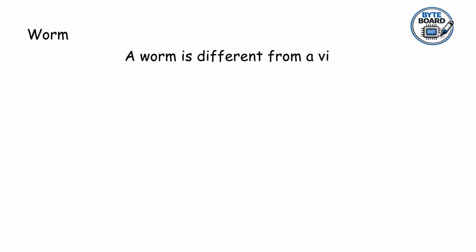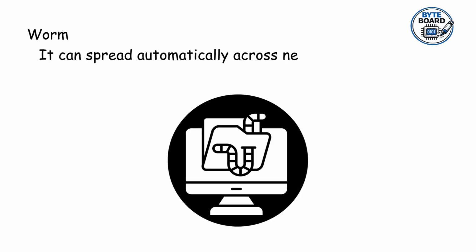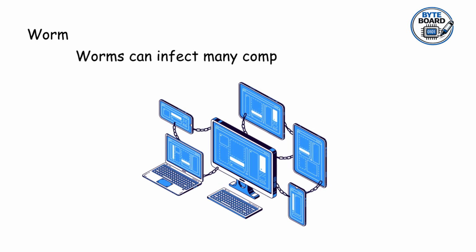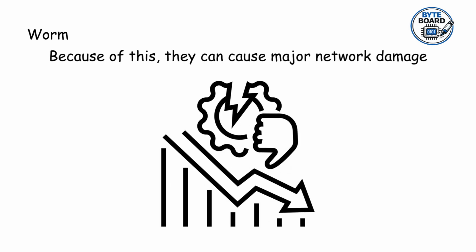Worm. A worm is different from a virus. It can spread automatically across networks without user interaction. Worms can infect many computers very quickly. Because of this, they can cause major network damage.